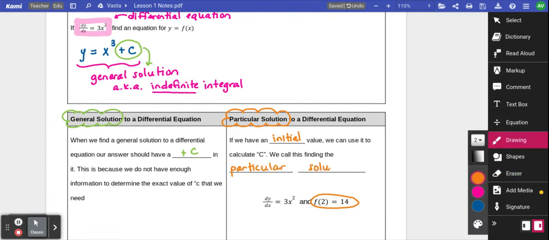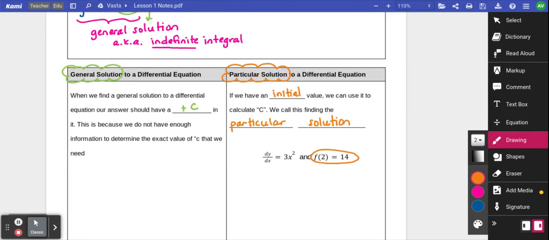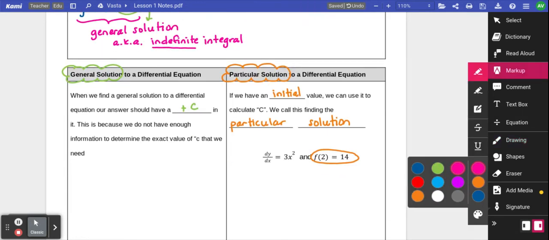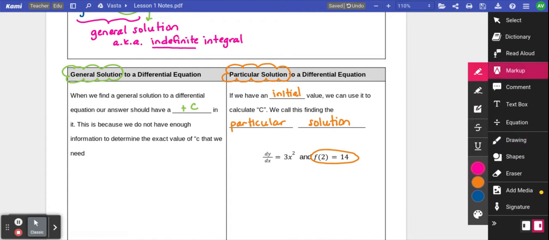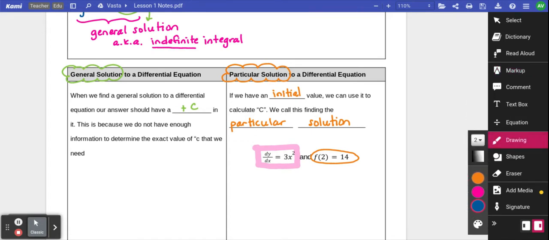So you'll notice that this example down here looks very similar to the example that we just did. It's just got a little additional information. For example, we still have the same derivative equation. We're just given an additional piece of information that f of 2 is equal to 14. Let's look at how we can use that to actually find the particular solution.